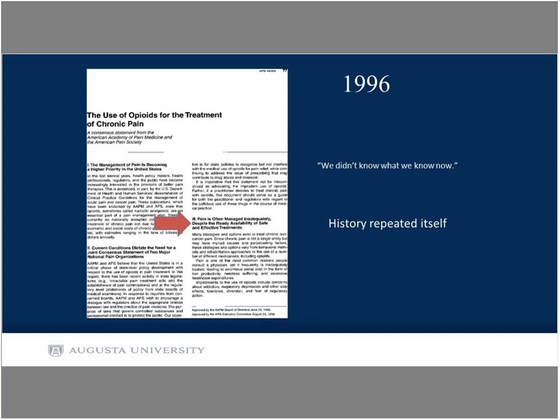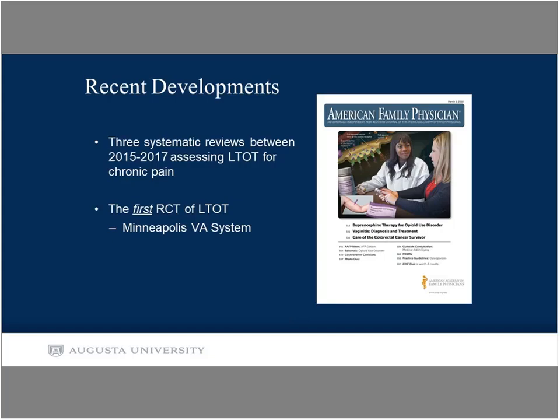History repeated itself again in the late 20th century. What you see to the right there is the consensus statement from the American Academy of Pain Medicine and the American Pain Society on using opioids for treatment of chronic pain. And I've highlighted just this paragraph here. Pain is often managed inadequately despite the ready availability of safe and effective treatments, meaning prescription opioids. So that's sort of the background of how we've gotten into the mess that we've gotten into.